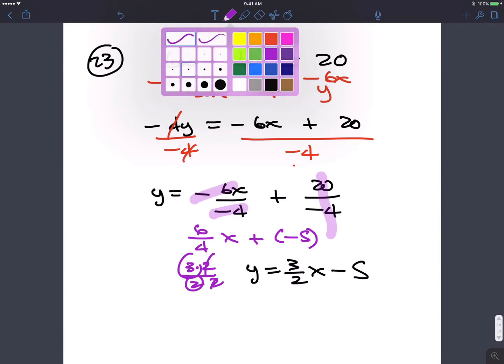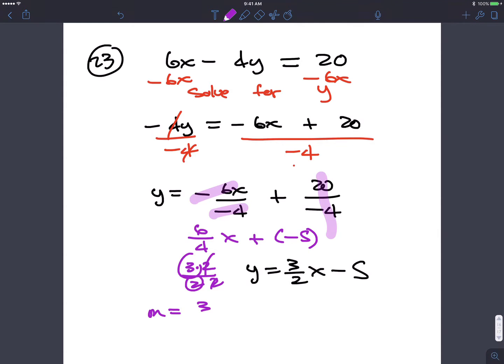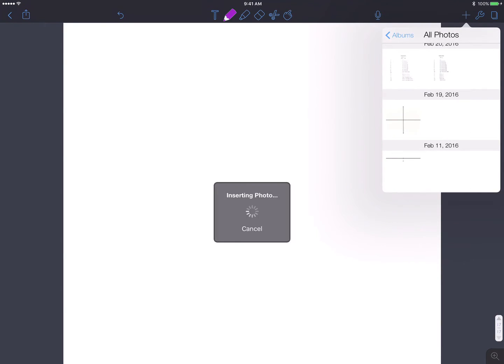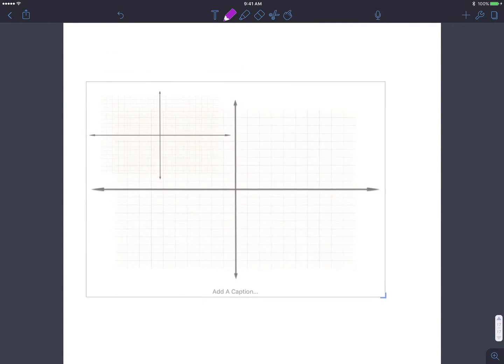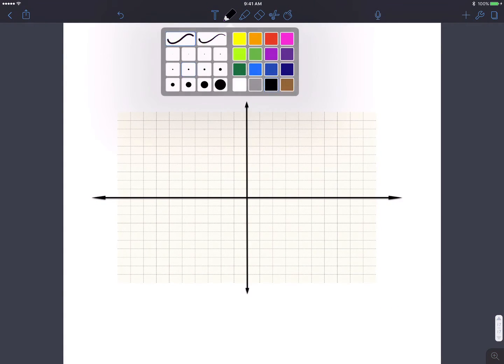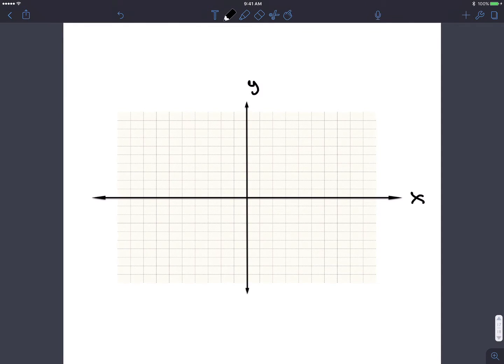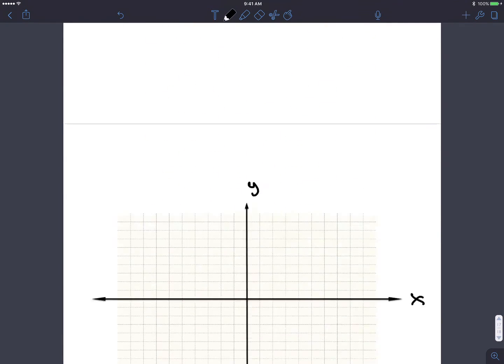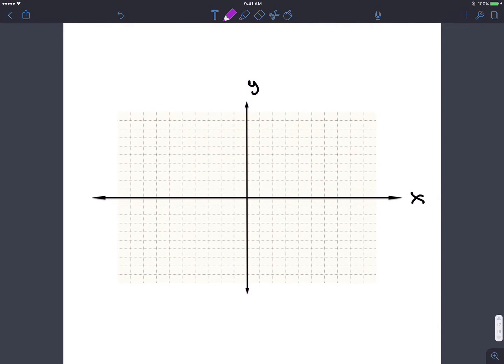Our slope here is 3 halves, and the y-intercept is negative 5. X-axis, y-axis. Negative 5 is a y-intercept value. So you're going to go down 1, 2, 3, 4, 5 units. This is where negative 5 is.